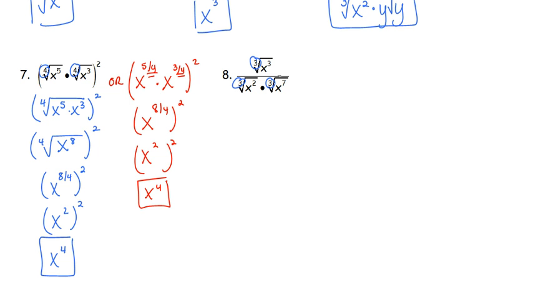And number 8, we've got the 3rd root, and we're lucky. All 3 pieces have the cube root. So I'm going to put these all under one radical, and I can see what is going to cancel out.